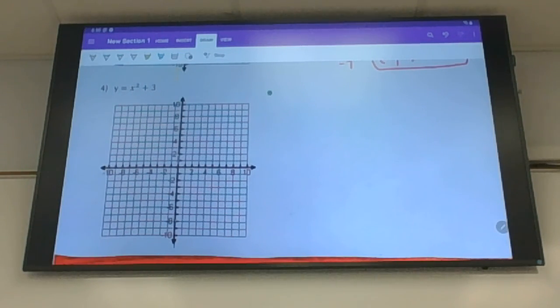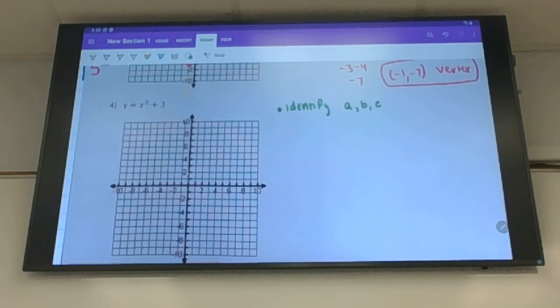So start. First bullet point: identify A, B, and C. A equals 1, B equals 0, so C equals 3. The standard form is AX squared plus BX plus C, right?